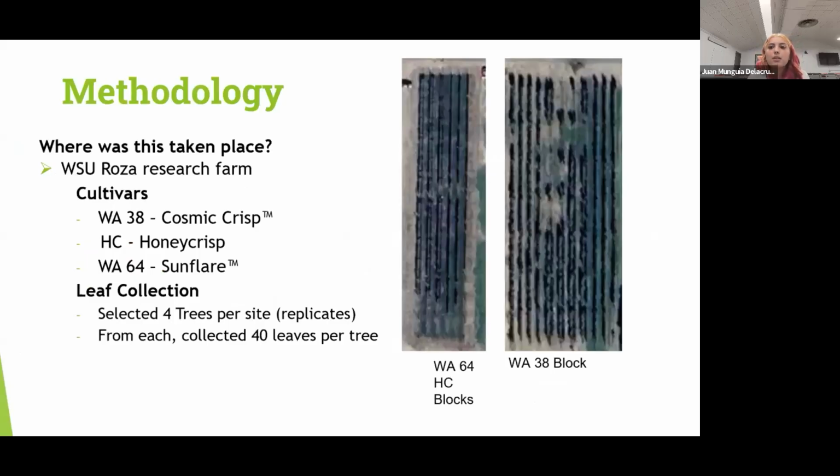This project took place at the WSU Roza Research Farm in Prosser, Washington, where we worked on three cultivars: Wa 38 Cosmic Crisp, Honeycrisp, and Wa 64 Sunflower. I would also like to mention that these are all on G41 rootstocks. On the right side, you can see a Google Images view showing the blocks that we took samples from.